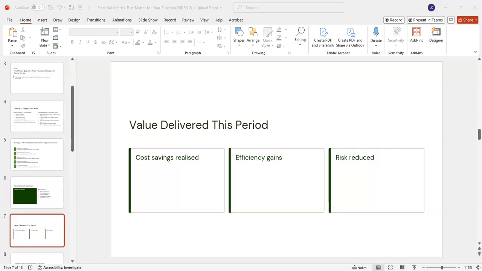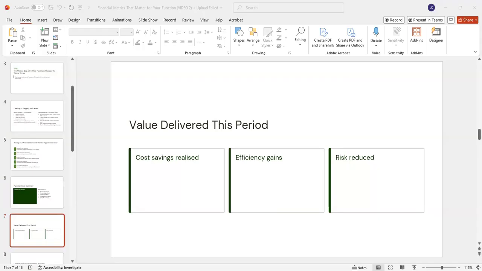Now, turning to the lagging indicators, that is the value that you have already delivered. This is an area where I find that functional leaders underinvest their effort. All you need to do is present 2 or 3 outcomes with dollar proxies. You can use the 3-layer method that we discussed in the last video to do that. You have the method now, so use it every reporting cycle.